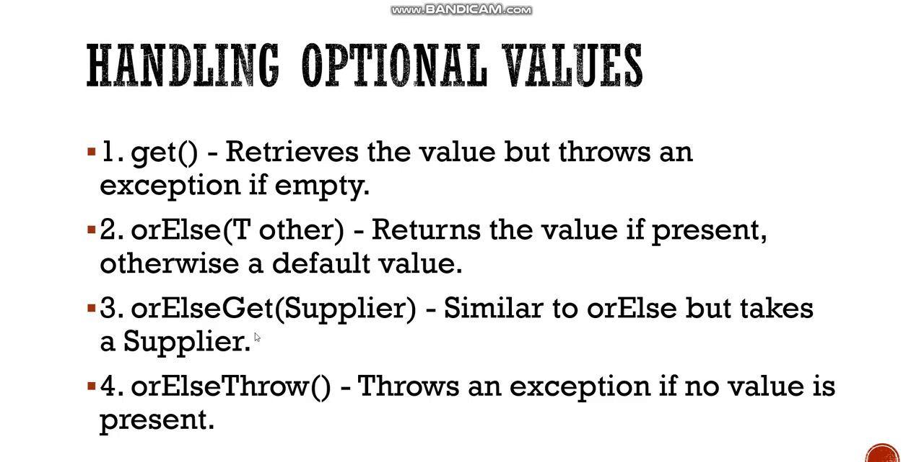Then the next method is dot orElseGet, similar to orElse but takes a supplier. So in this we need to provide the supplier interface and then we can work on it. Similarly dot orElseThrow, and this throws an exception if no value is present there.